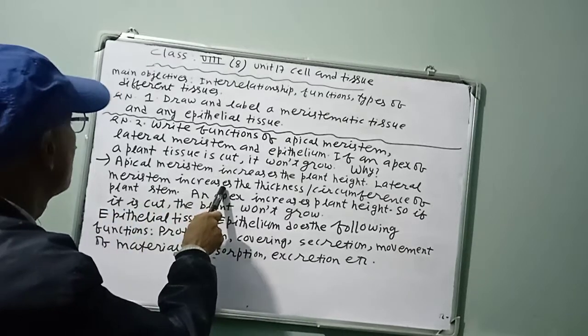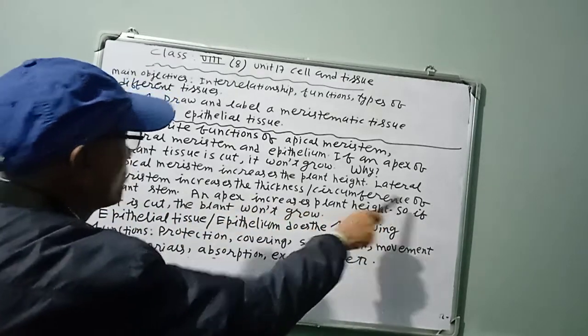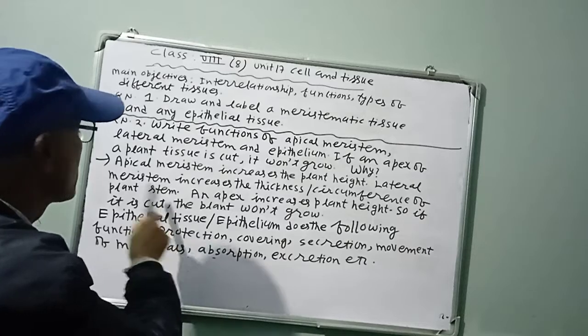Lateral meristem increases the thickness, circumference of a plant tissue, plant stem.